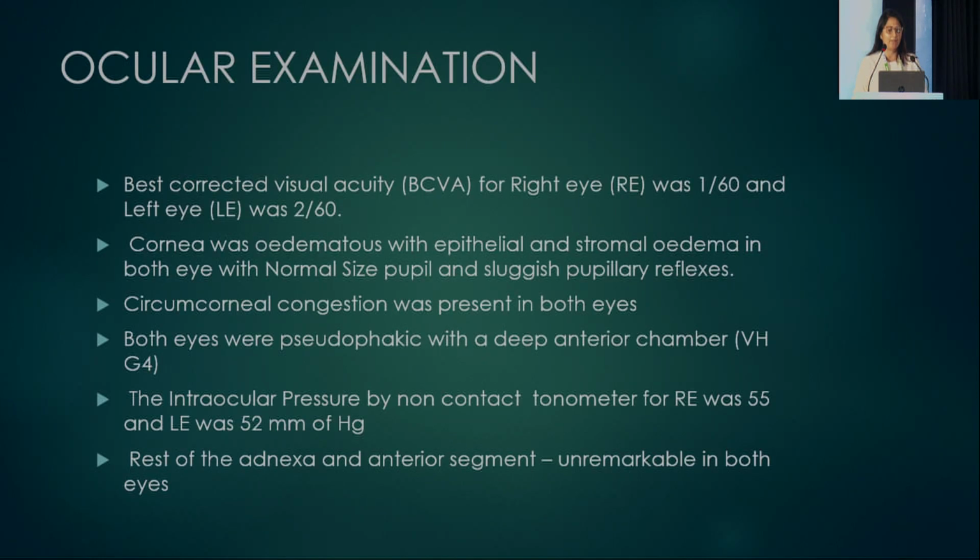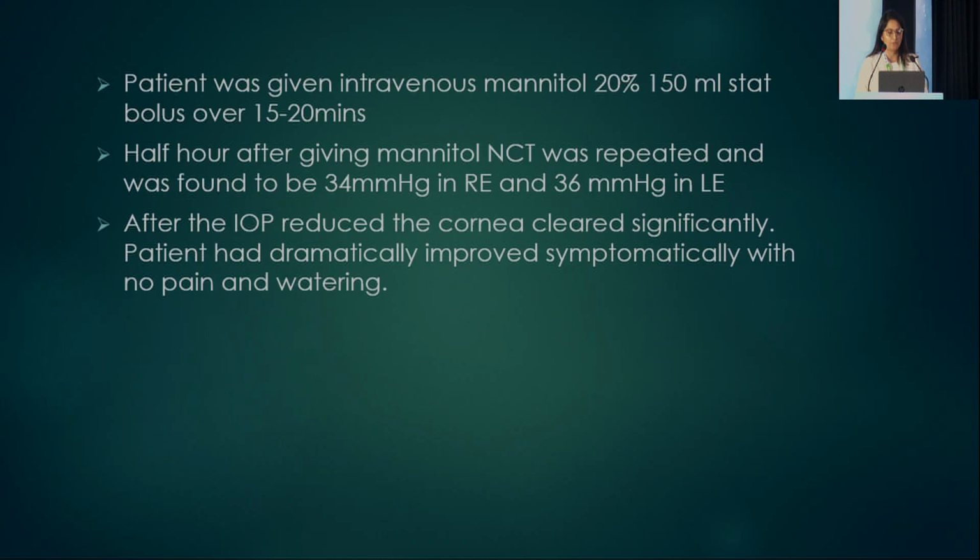On ocular examination, the best-corrected visual acuity in right eye was 1/60 and left eye was 2/60. Cornea was edematous with epithelial and stromal edema in both the eyes, with normal pupils with sluggishly reacting pupillary reflexes. Circumcorneal congestion was present in both the eyes, and both the eyes were pseudophakic with a deep anterior chamber. The intraocular pressure by NCT was recorded to be 55 in right eye and 52 mm Hg in left eye. Rest of the adnexa and anterior segment was unremarkable in both the eyes.